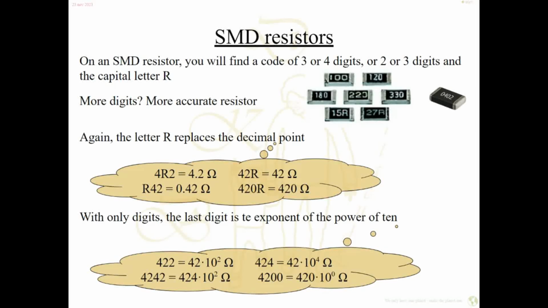And 4242 is one, of course, with 4 digits, so more accurately produced. And this one is 424 times 10 to the second ohm, so 42400 ohm. And the last one, well, you can read: 4200, 420 times 10 to the 0 ohm. That's how you work with SMD resistors.